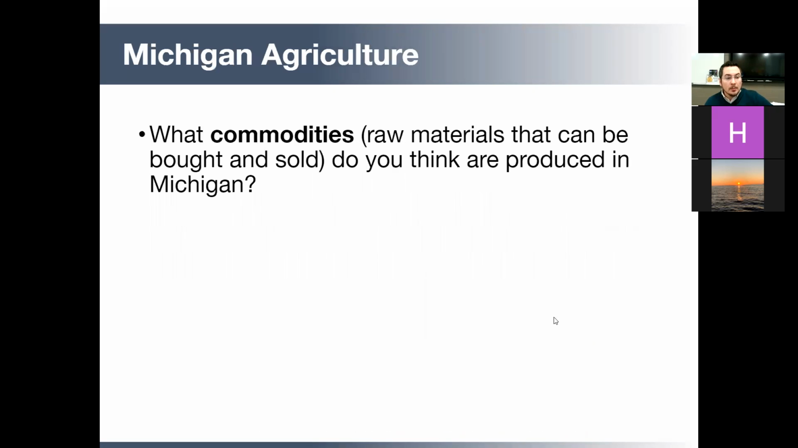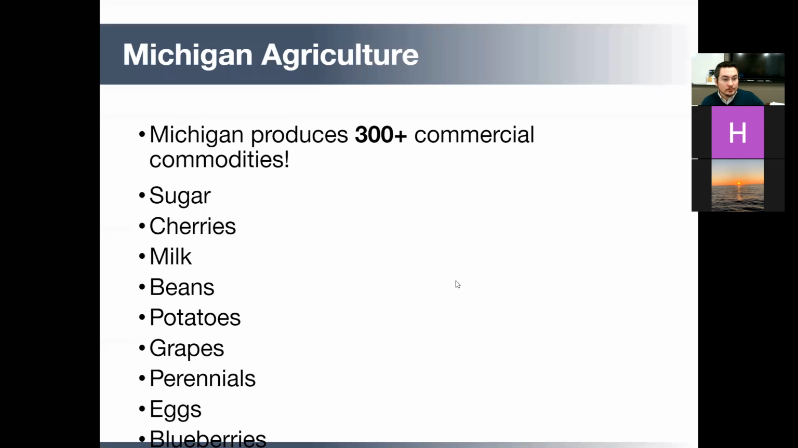So what commodities do you think are produced in Michigan? Let's just think about that for 10 seconds here. What types of commodities? So those things fall under our food, fiber, and natural resources. Those are all commodities. Those are the three areas of commodities. What do we produce in Michigan? So the answer is a whole bunch of them.